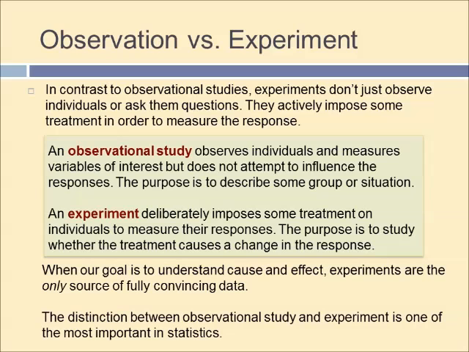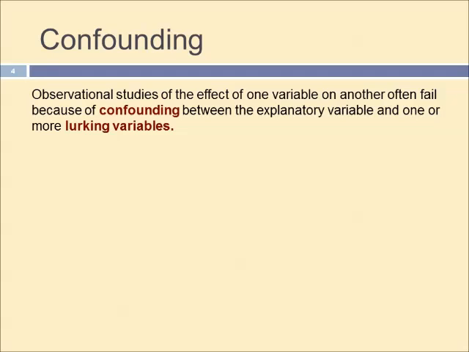When our goal is to understand cause and effect, experiments are the only source of fully convincing data. The distinction between observational study and experiment is one of the most important in statistics. Observational studies of the effect of one variable on another often fail because of confounding between the explanatory variable and one or more lurking variables.